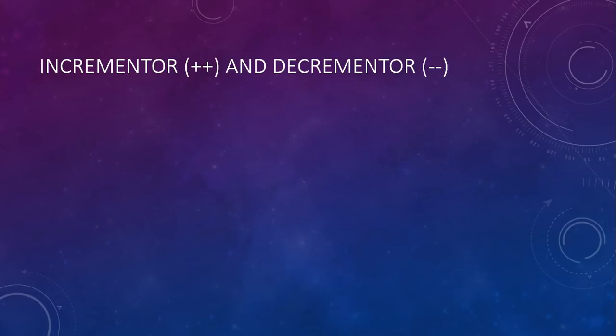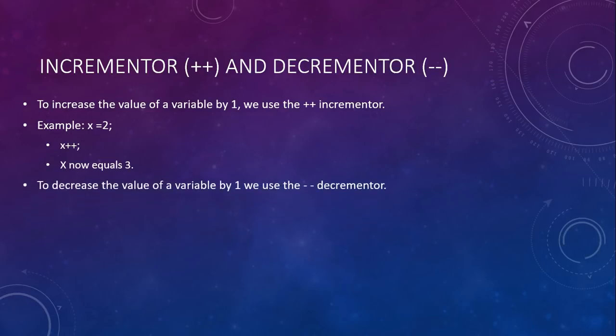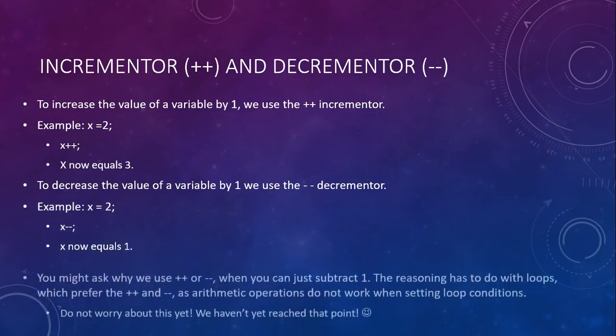All right, last thing to talk about is the incrementer and decrementer. To increase the value of a variable by 1, we can use the incrementer. So I can just say x++, and it increases it by 1. So here I have an example of x equals 2, x++, x is now equal to 3. To decrease the value of a variable by 1, we can use the -- decrementer. So x equals 2, x--, x is now 1.